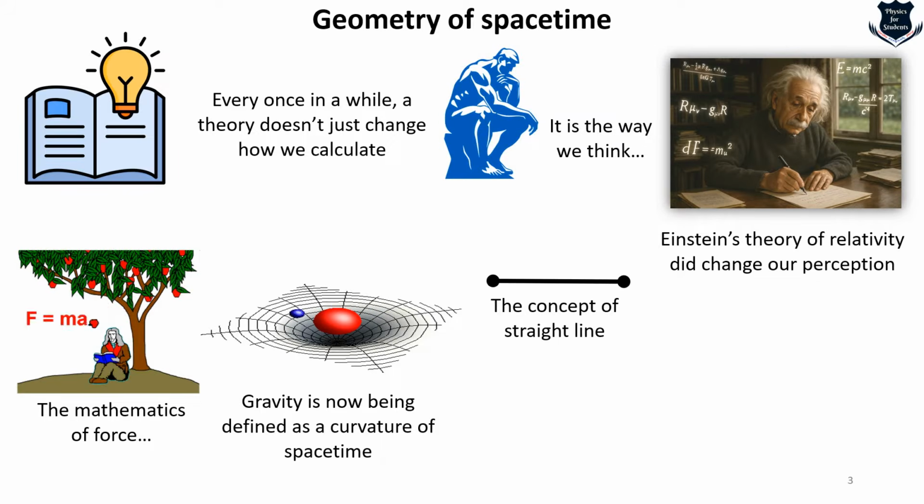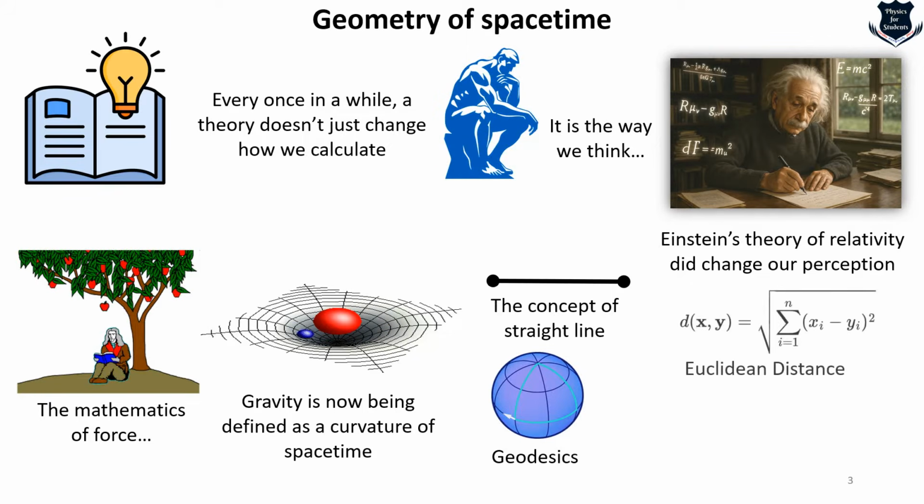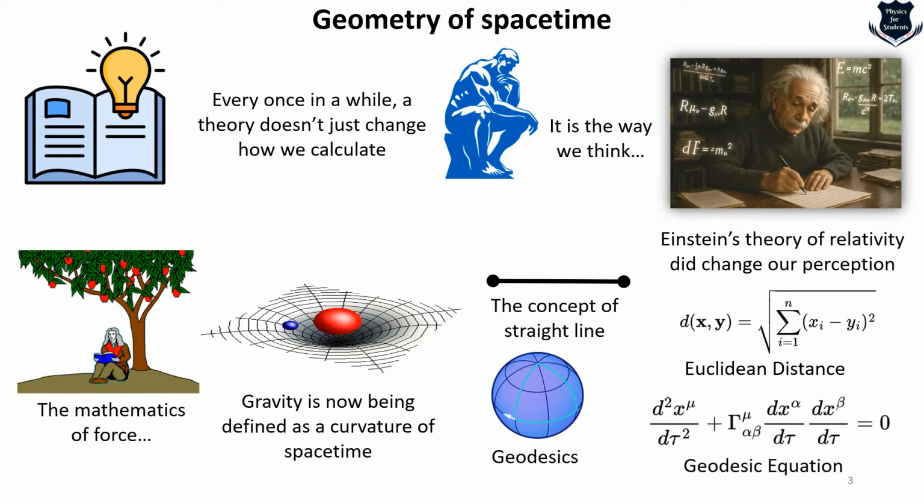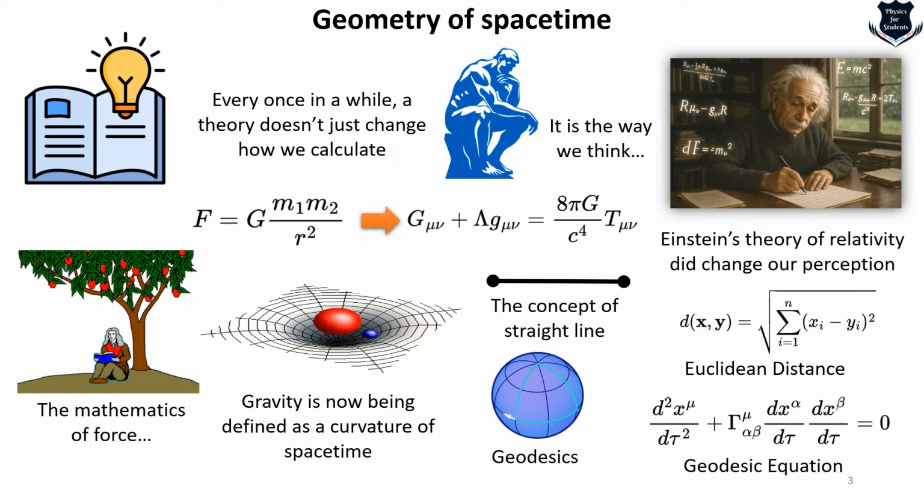The basic concept that we perceive in the case of a straight line is now considered to be geodesics. Geodesics are the straightest possible path, but defined in a much more elegant way with a kind of complex mathematics. The Euclidean distance, which was perceived with this kind of equation, is now known as the geodesic equation. And the very famous Newton's law of gravity is now redefined with Einstein's field equations. So all this caused a big change from force to gravity, which is a curvature of space-time.